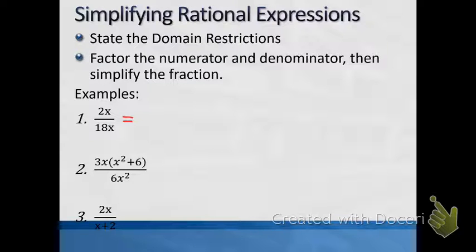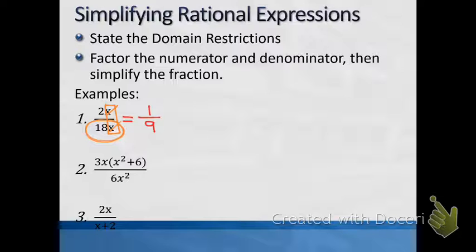Now, 2 over 18, that reduces to 1 over 9. And x over x equals 1. So essentially those cancel out. And 2x over 18x reduces to 1 over 9. To get the excluded value, you want to go back to the step before you canceled out. Because if you look at 1 over 9, it doesn't look like there's any restrictions. 9 is never equal to 0.